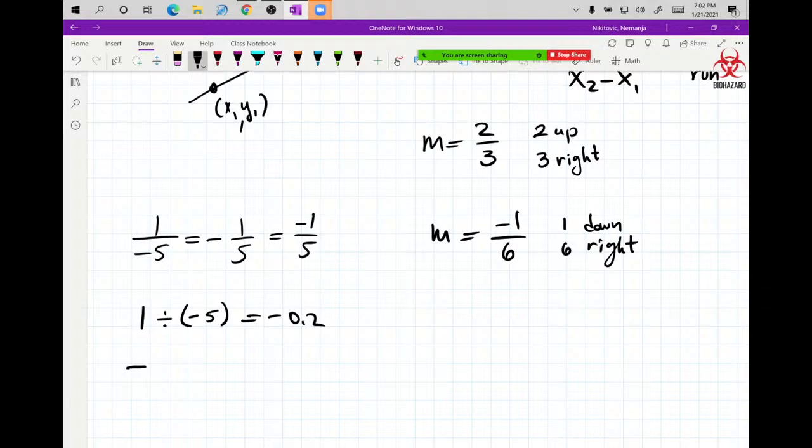If you take a negative and then you divide 1 by 5, you're going to get negative 0.2. Or if you take negative 1 and divide by 5, you're going to get negative 0.2. It doesn't matter where you assign your negative. As long as there is one negative in that fraction, the entire calculation is going to be a negative value.